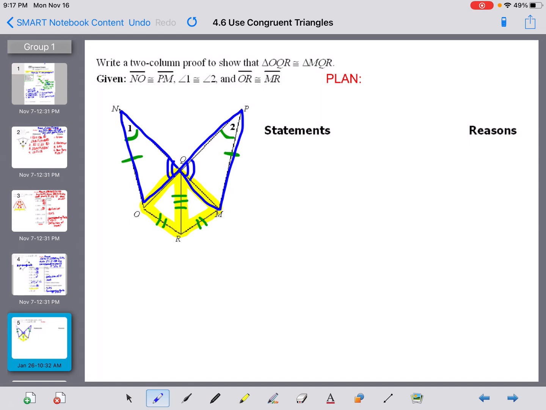You're right, they have parts that they share. So if we could say QO and QM are congruent, then we'd have enough stuff for our yellow triangles to prove those congruent. Okay, so we're kind of getting a pattern here, a plan.